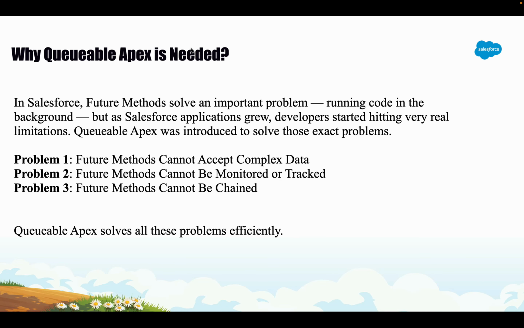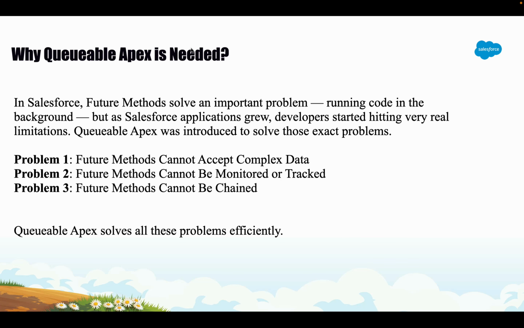Queueable Apex has additional advantages. It gives you the feature to pass a complex data type. It gives you the feature to track or monitor the job. It gives you the feature to chain multiple jobs. We will see all those things practically when we start working on Queueable Apex. But to begin with, I wanted to tell you why we actually need it. It is needed because future method was not capable enough in certain scenarios, and that is why Queueable Apex was introduced around 2015.